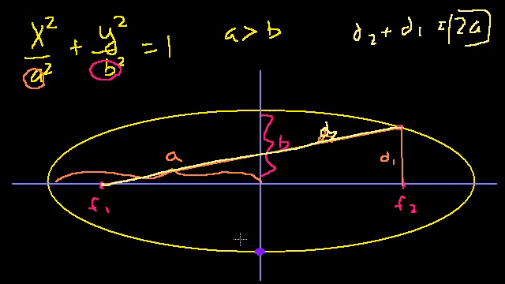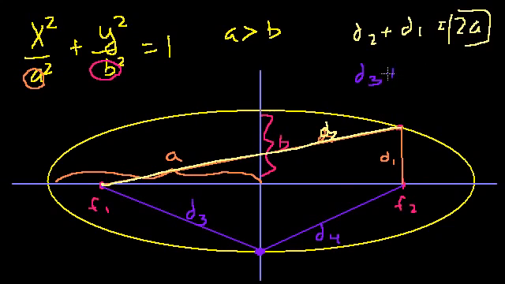And if I were to measure the distance from this point to this focus, let's call that d3. And then measure the distance from this point to that focus. Let's call that d4. If I were to sum up these 2 distances, it's still going to be equal to 2a. Let me write that down. d3 plus d4 is still going to be equal to 2a.